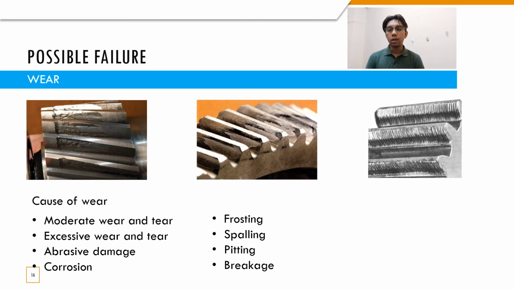Gears usually fail because of normal problems caused by use or maintenance. Over the lifespan of any piece of equipment, components will wear and eventually fail without proper maintenance, upkeep, and replacement. These are the most common causes of gear failure in the gearbox: moderate wear and tear, excessive wear and tear, abrasive damage, corrosion, frosting, spalling, pitting, and breakage.